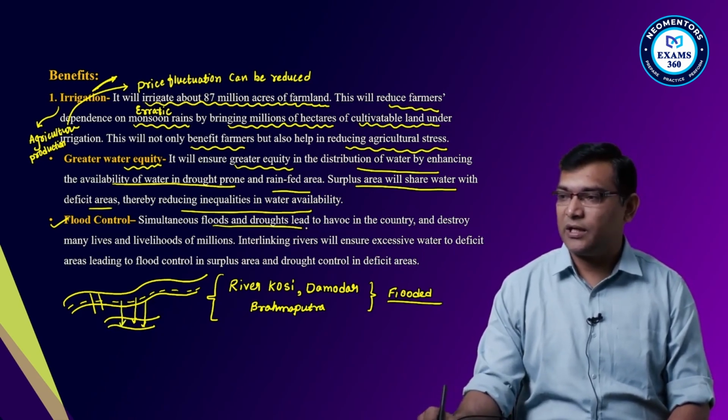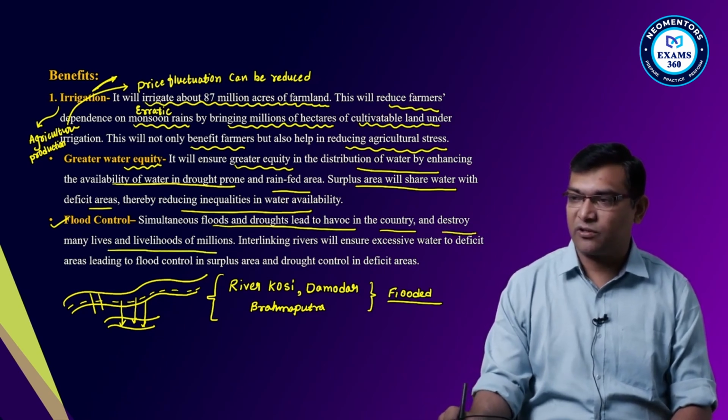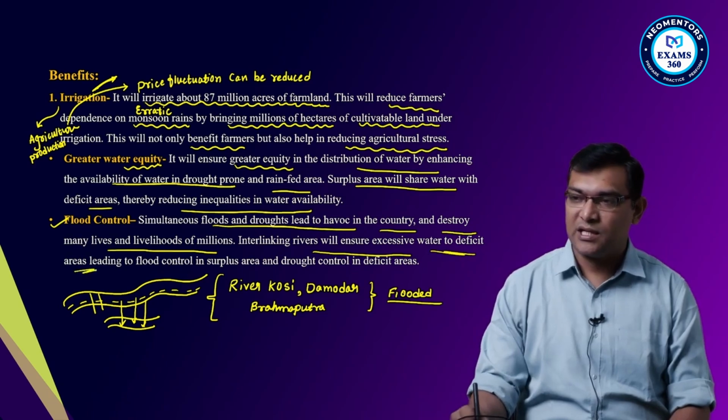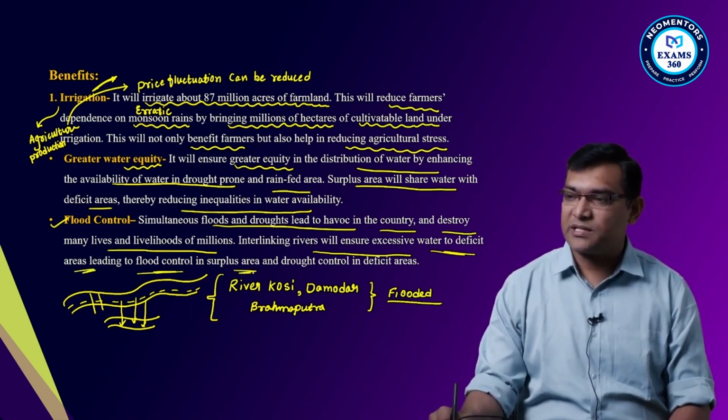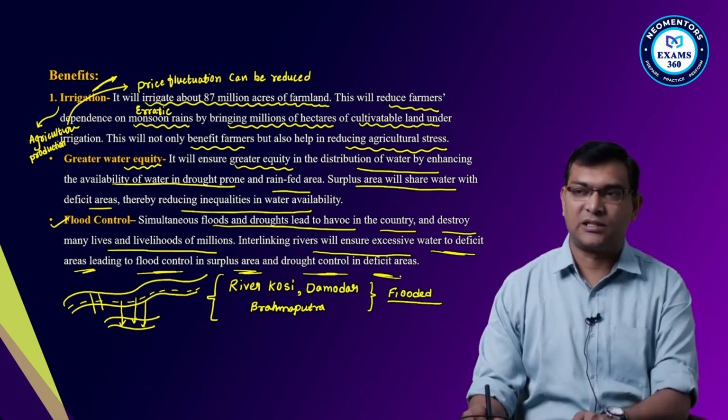Simultaneously, floods and drought leading to havoc in the country destroy many lives and livelihoods of millions. Interlinking will ensure excess water goes to the deficit areas, leading to flood control in surplus areas and drought control in the deficit areas.